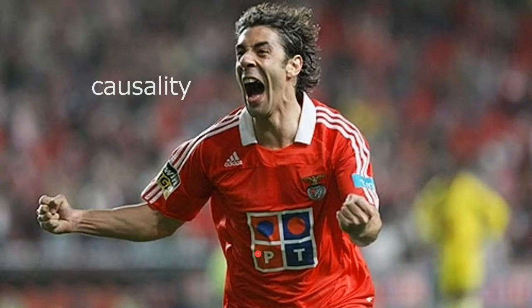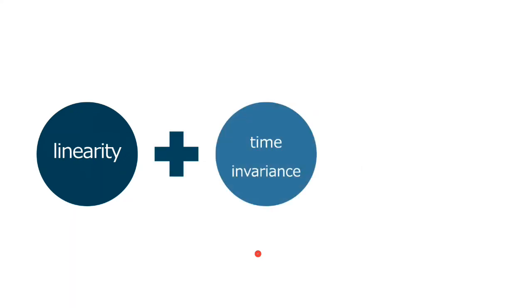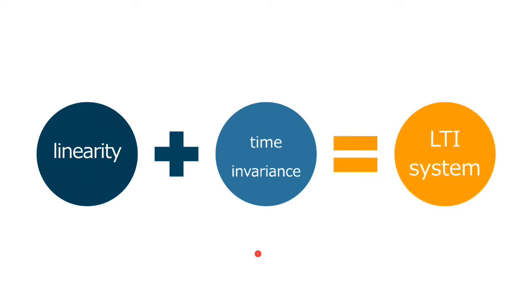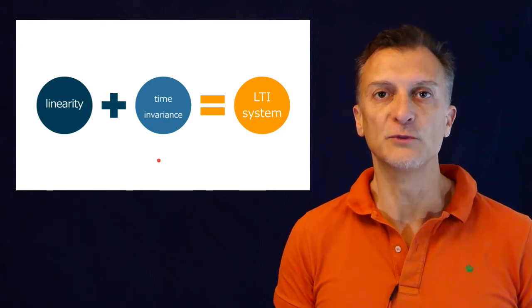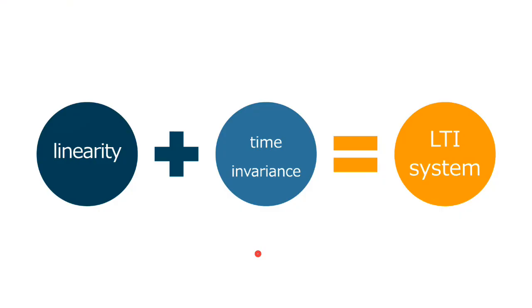And you know that in continuous time systems, we were focused on linearity, time invariance. And causality is always important because we are dealing with real-time systems. And when we put these two together, we get a linear time invariant system. And this is where we are going to put the focus during this semester.